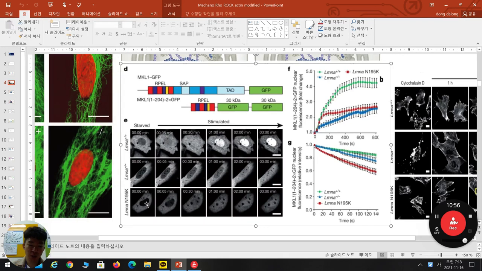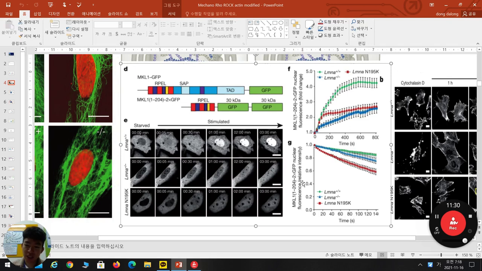Also, they are deposited, but not like our normal control. So using this special protein, MRTFA conjugated with GFP, they visualize how MRTFA is deposited in the nucleus over time. But in the case of lamin deficient or lamin mutated cells, it is diminished. And then this is nuclear fluorescence.